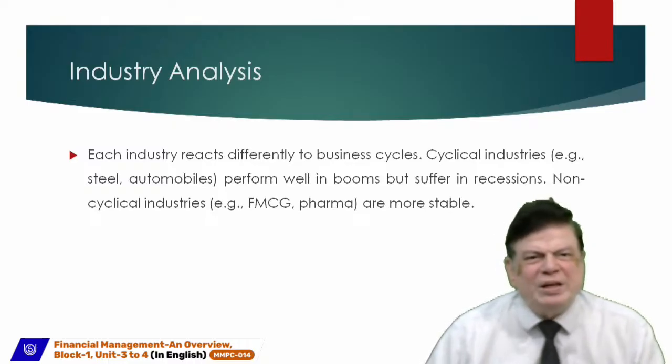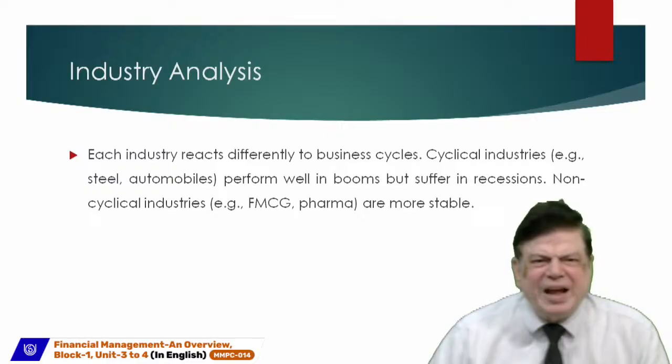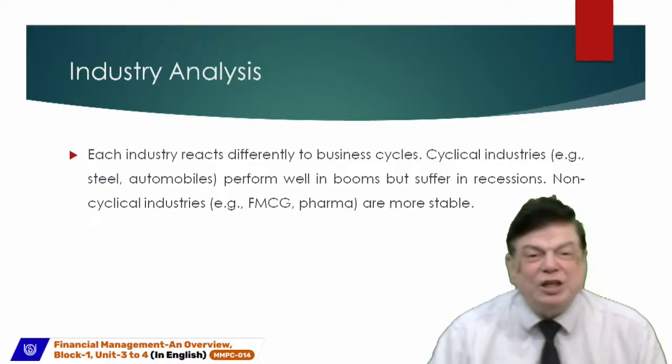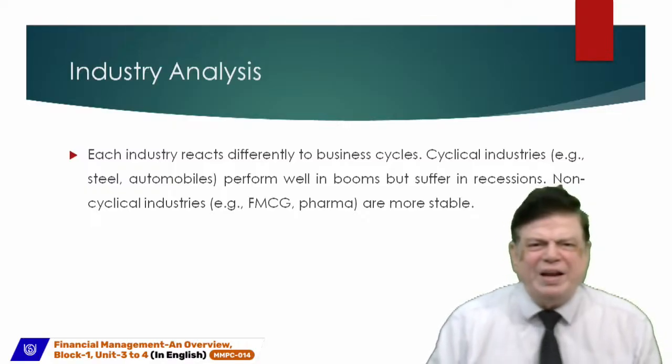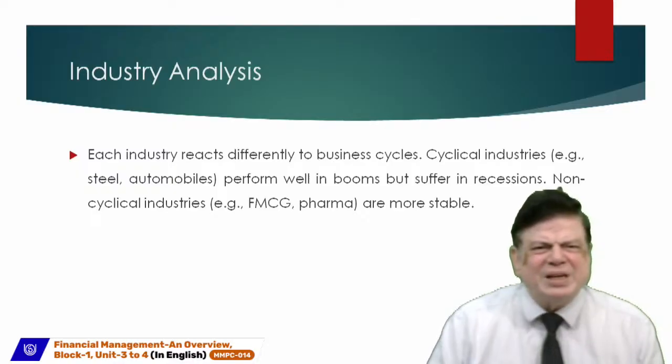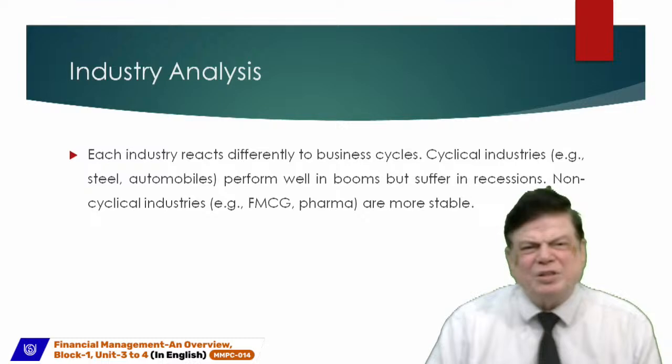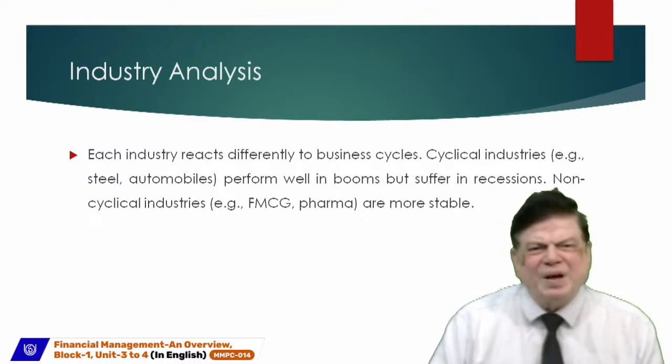Next we come to industry analysis. Each industry reacts differently to business cycles. Cyclical industries, that is steel, automobiles, perform well in booms but suffer in recessions. Non-cyclical industries, that is FMCG products, pharma, are more stable.